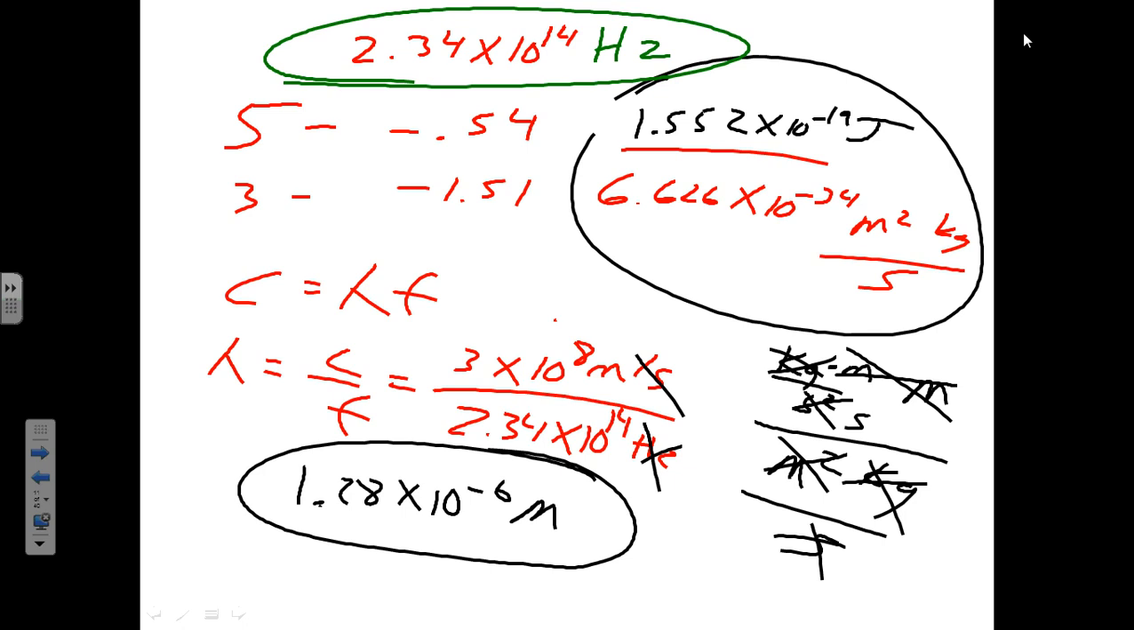What kind of light are we looking at there? Yeah, it's hard to tell from that diagram. We don't have enough. Yeah, we need a little more information.